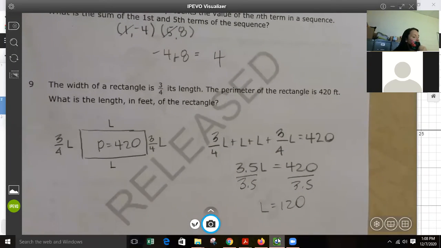Now, let me show you why I wouldn't do this one in Desmos. Sorry, I need to take a little math break. I apologize. I'll put it back on in just a minute.